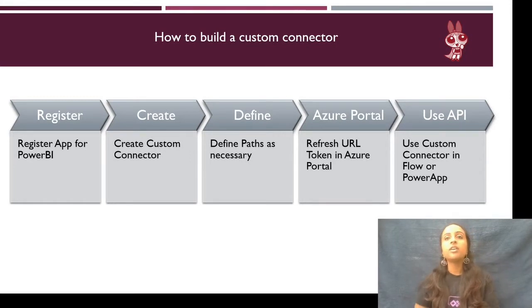There are various steps that are needed to actually get the custom connector built. So the first thing we need to do is register the API. So register the app for Power BI, create the custom connector, and then define the paths as necessary. Look at the Azure Portal and make sure the app has been verified in there, and then use the API, so use the custom connector in Flow or in Power App.